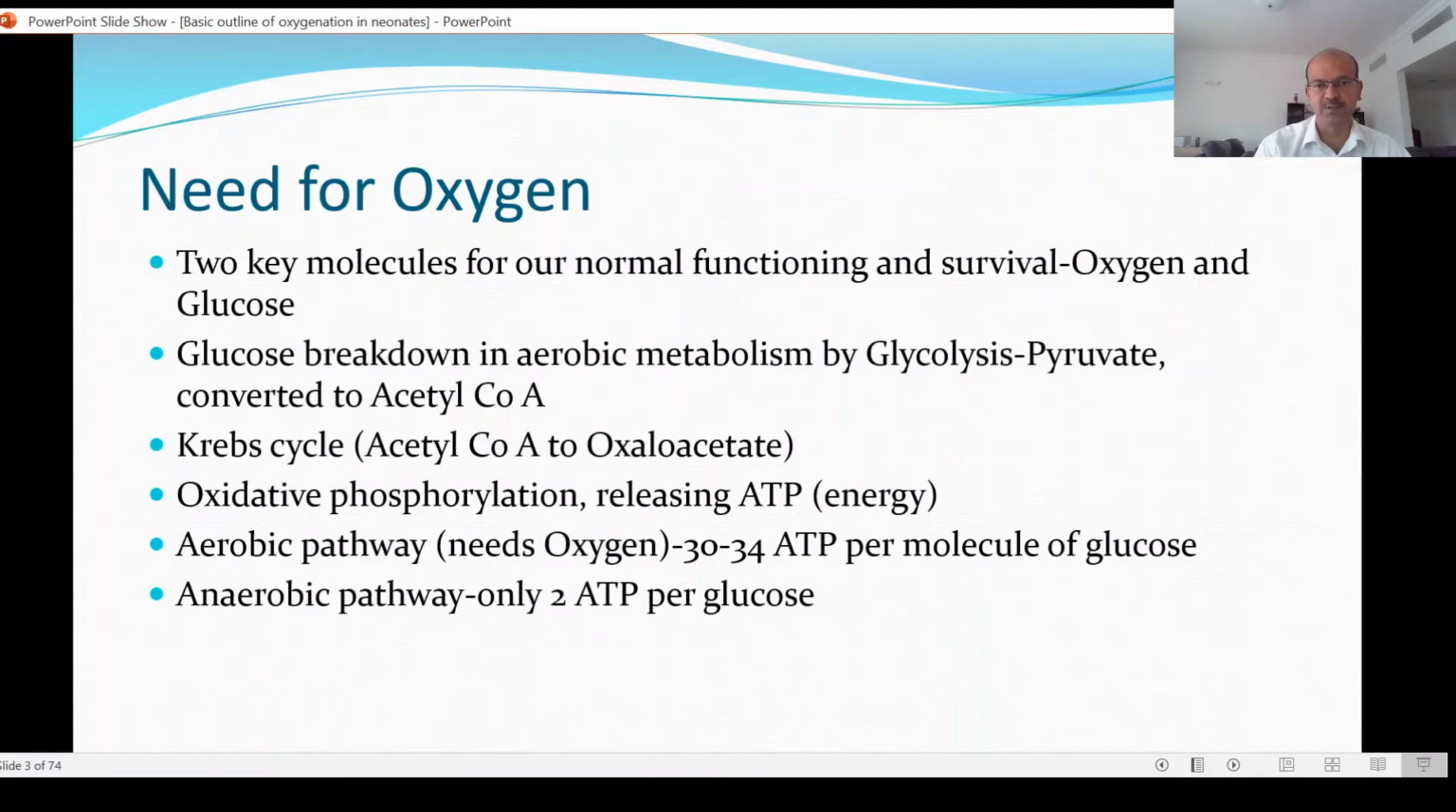The oxidative phosphorylation, or the electron transport chain, is in the mitochondria, and it's the main mechanism by which the body releases ATP, which is the energy molecule or the currency for energy, so to speak.